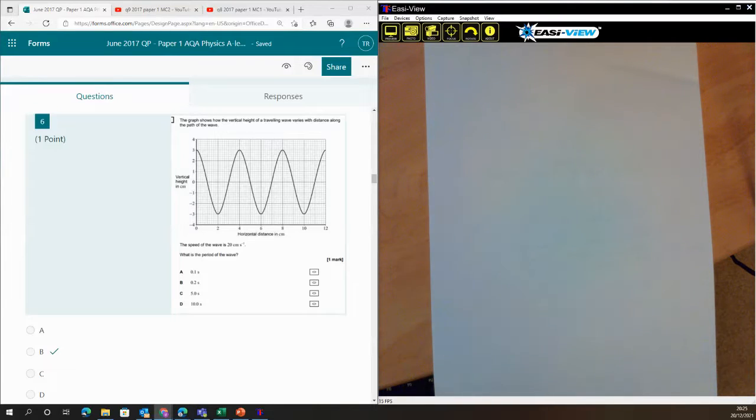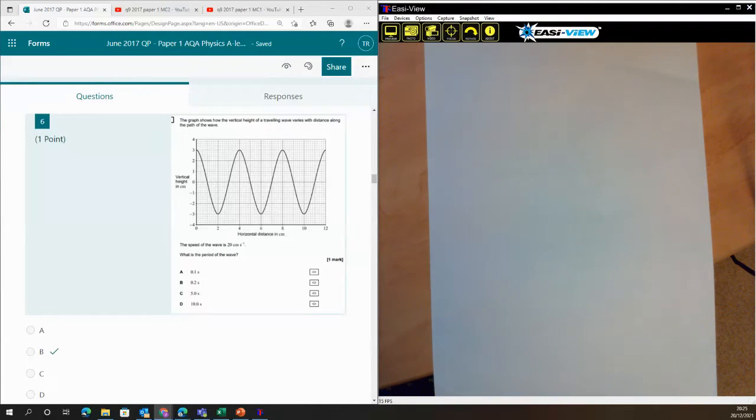So this one is about a wave. So it's a travelling wave, so we're not worrying about standing waves in this question. Now, what distinguishes this from a standard GCSE style question is that rather than giving you a disturbance against time or a displacement against time graph, it's a vertical height against horizontal distance.